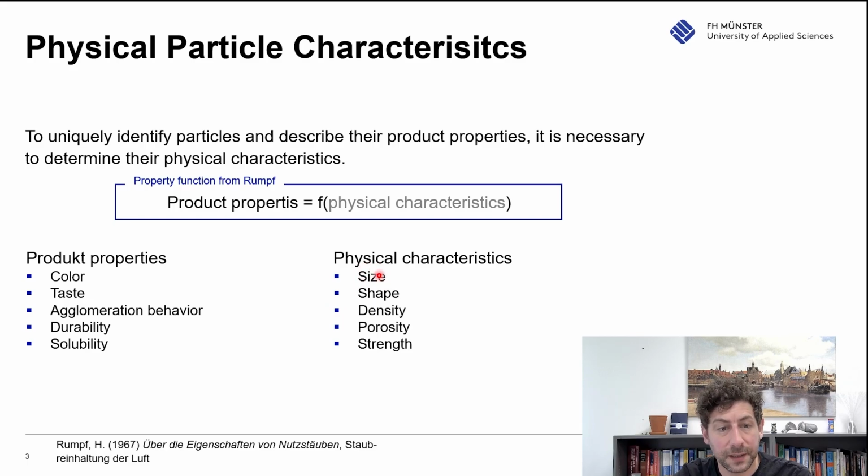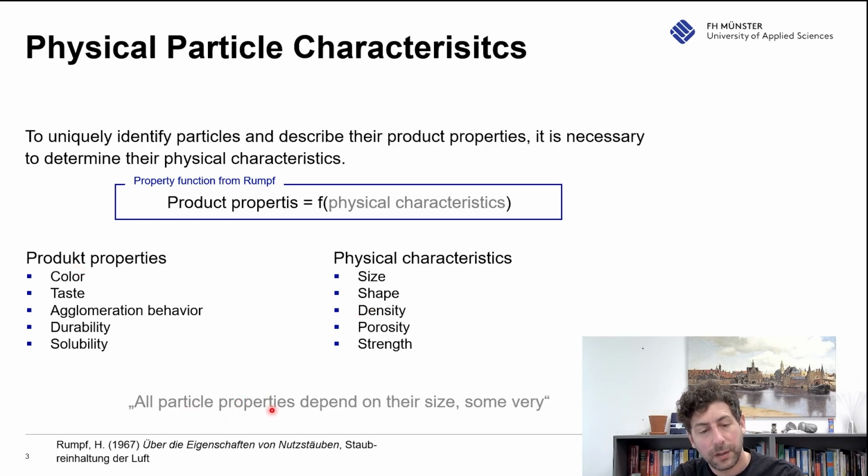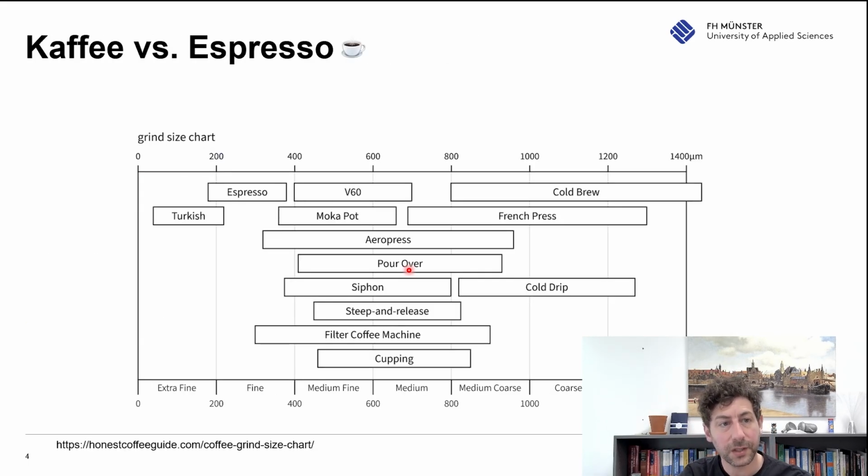So by adjusting the size, you can determine the color. And what you have to realize, and there's a very nice quotation in a book, is: all particle properties depend on their size, some vary. So at the end, all of what you see here has to do with the size of the particles. And there I would like to give you 3 examples, and one is what you see here.